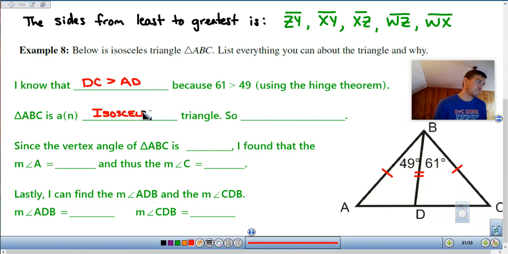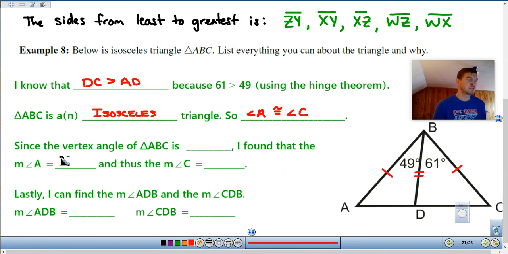So they already told me that AB is congruent to BC. What else did we learn about isosceles triangles when the two sides are the same? It's that the base angles will also be congruent. So angle A is congruent to angle C. Those are the base angles.